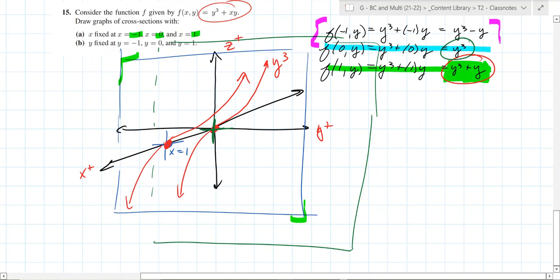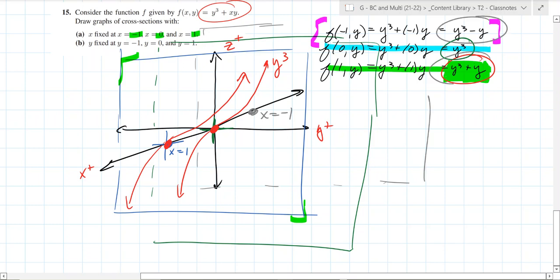Where is this one right here? X is equal to what? The purple one is x is equal to what? Negative 1. So that plane is behind. It's back here. That's x equals negative 1. So that plane is behind all of them right here. I'm doing my best here. This is hard to do.